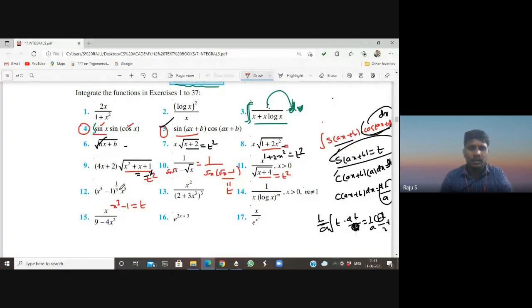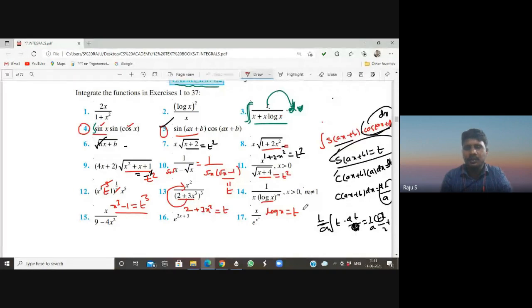t or t cube, your wish, because everything is to the power of 1 by 3. If you take this as t cube, the 3 gets cancelled. You can take x cube minus 1 as t cube. Here just take 2 plus 3x square as t, its derivative becomes directly the numerator. Here, whenever you see log x, take log x only as t, you don't take any other function as t. Here log x is equal to t, you will get the answer.